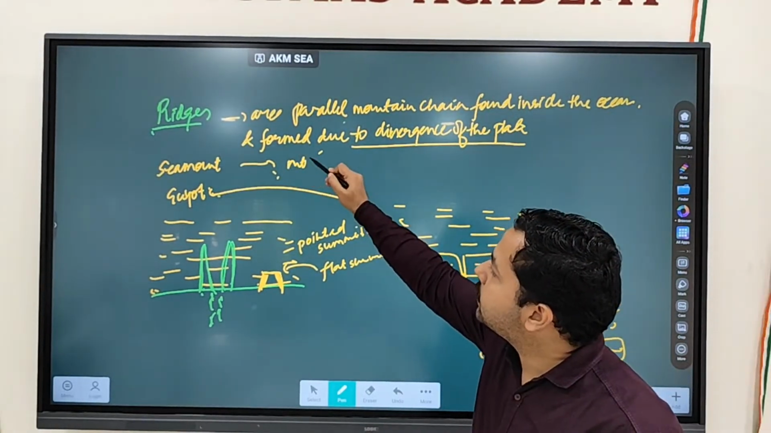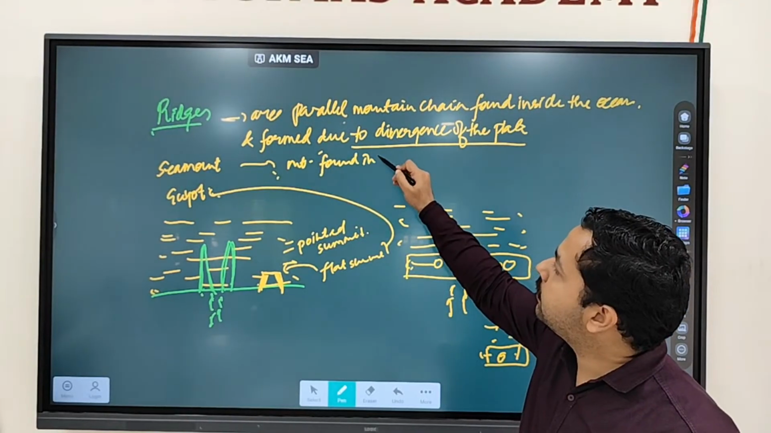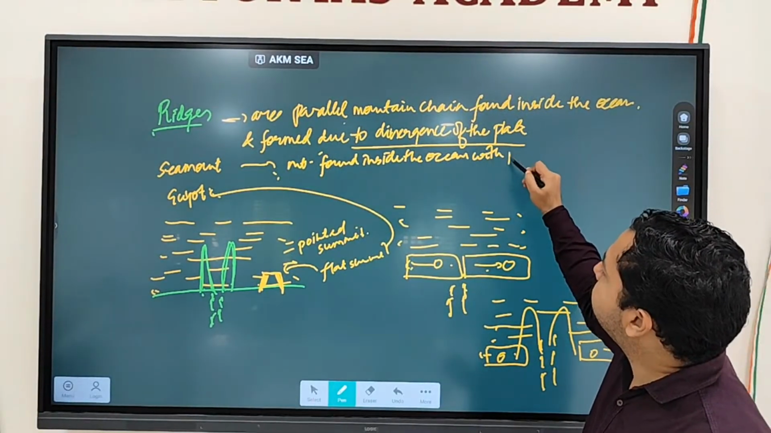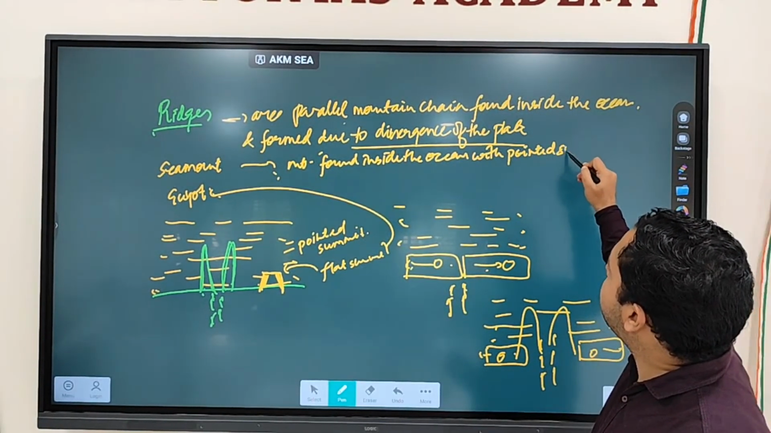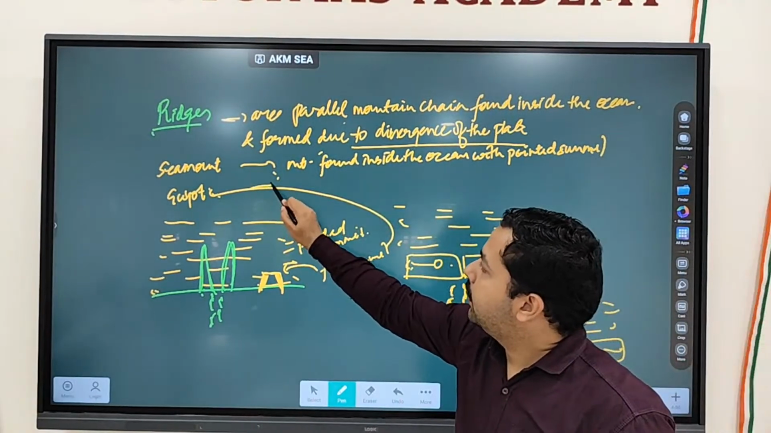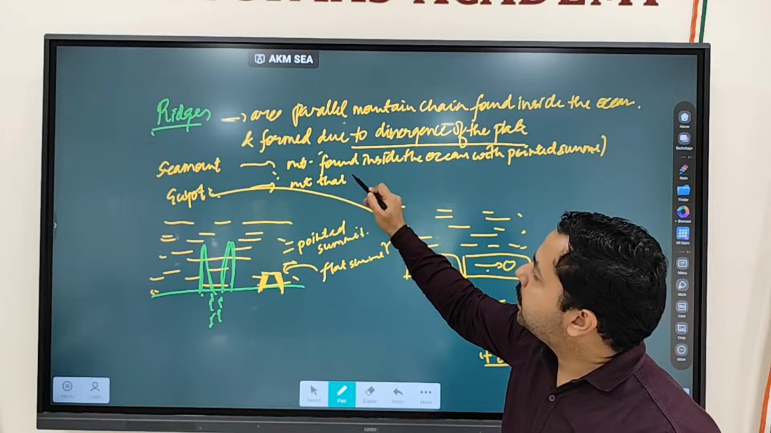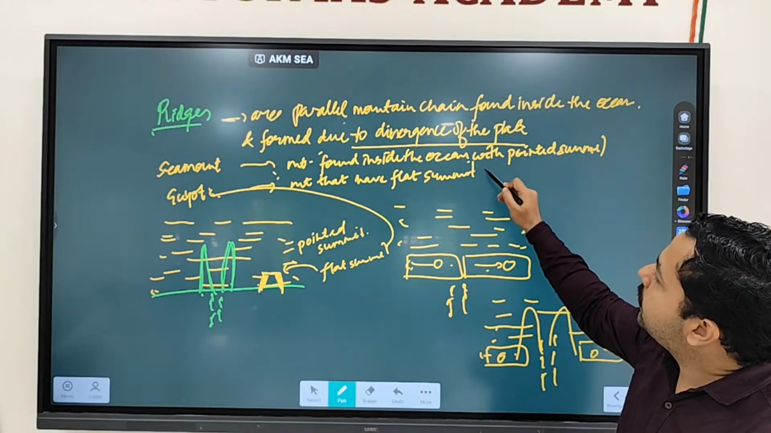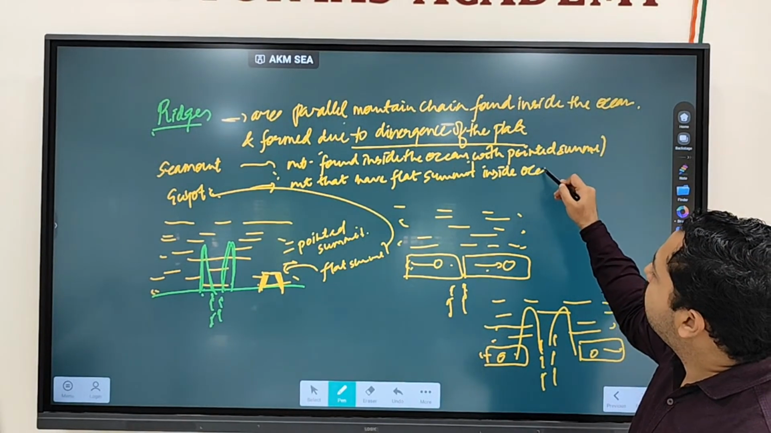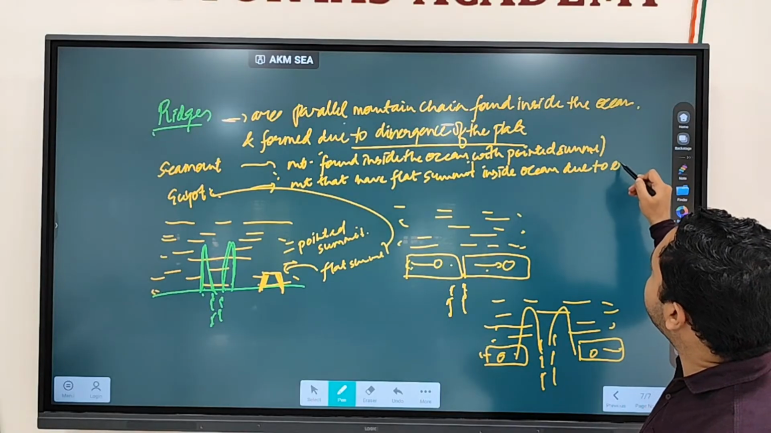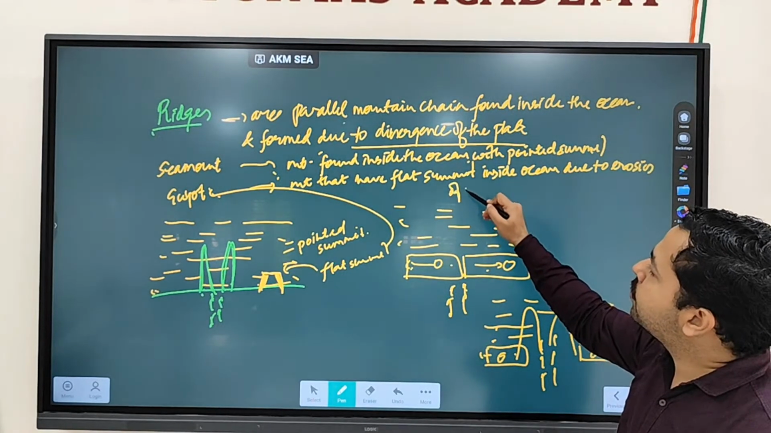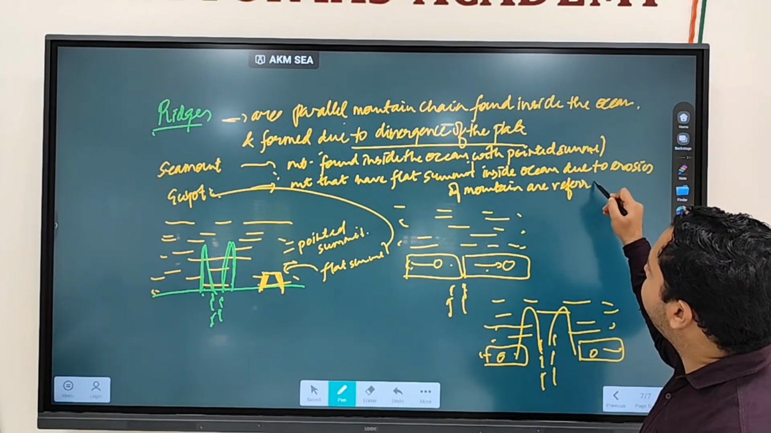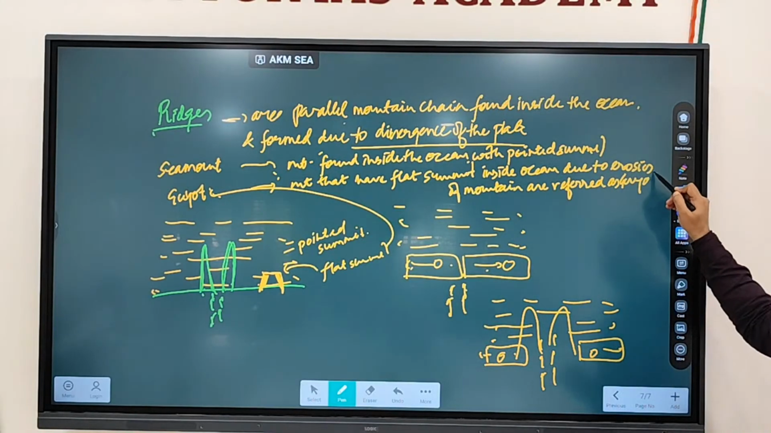So these are mountains found inside the ocean with a pointed summit. Mountains that have a flat summit inside the ocean due to erosion of the mountain are referred to as guyot. Clear?